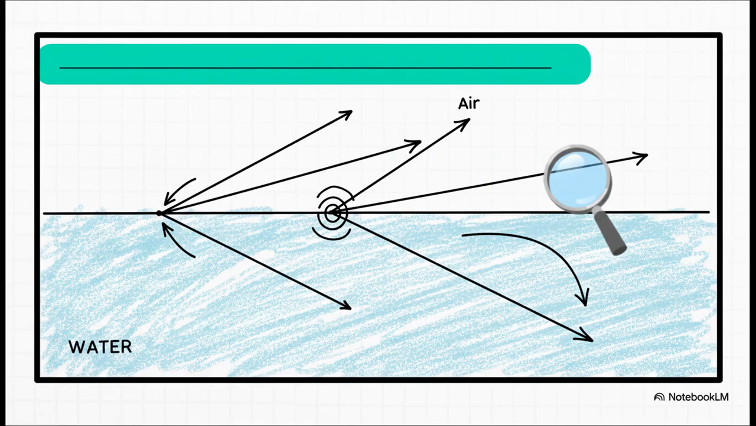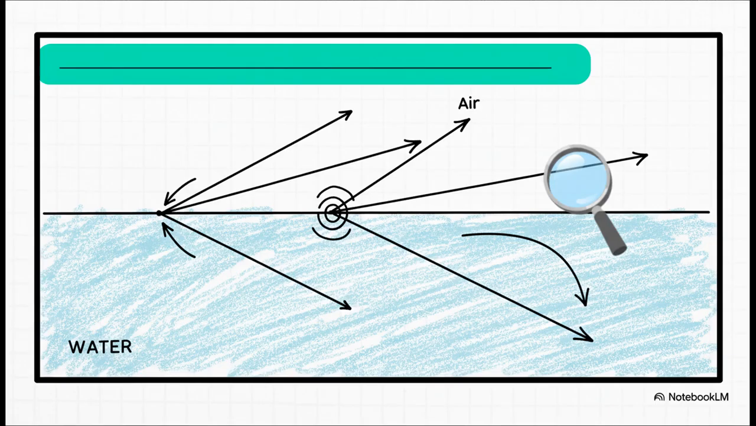Imagine you're underwater with a flashlight and you point it up at the surface. At a shallow angle, the beam escapes into the air, bending away from the normal. As you increase that angle, it bends more and more, until you hit a very special angle, the critical angle. At this exact point, the light just skims right along the surface of the water. Now here's the magic. If you increase your angle just a tiny bit more, the light can't escape at all.